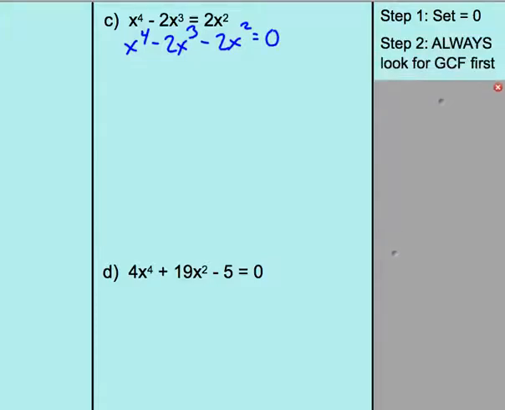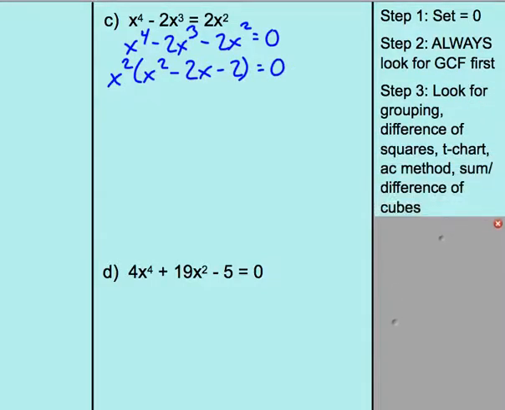Step two, always look for the greatest common factor first. In this case, I have a common factor of x squared. So factor that out. And then see if I can continue factoring. So I've got a trinomial in my parentheses. It's in that quadratic form.